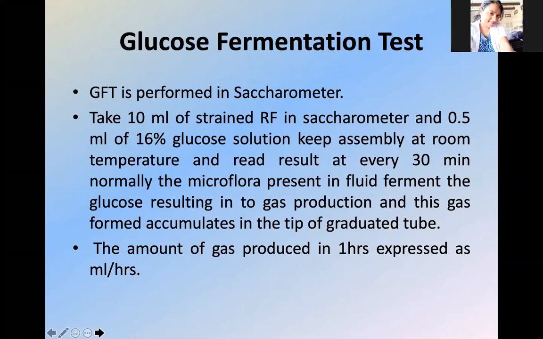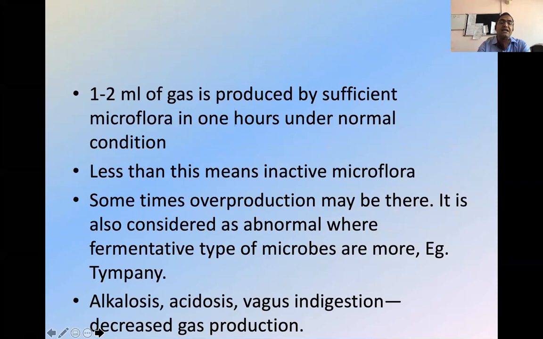The other two tests we will do in our laboratory, and the staining and seeing of the microflora in the microscope, all these tests can be done. So the amount of gas produced in 1 hour is expressed in ml per hour. This is a quantitative test in which the amount of gas produced per hour can be noted down. In normal condition, 1 to 2 ml of gas is produced by sufficient microflora in 1 hour, and less than this is again indicative of inactive microflora, and sometimes there is overproduction, as in some problems in which more gas is produced.